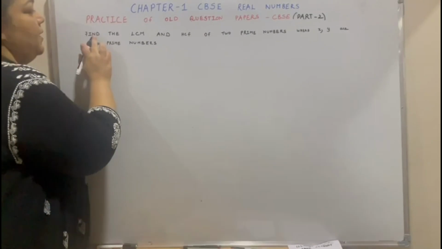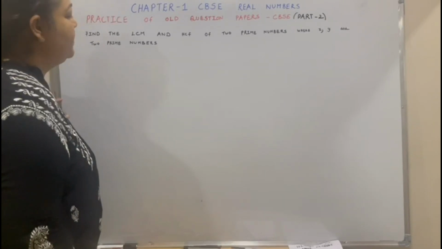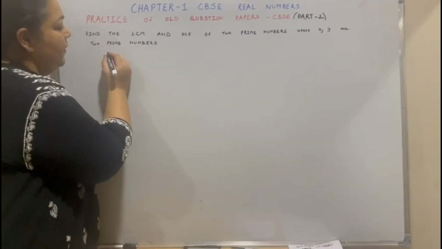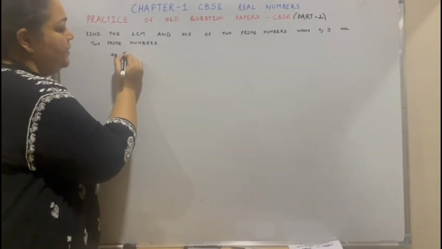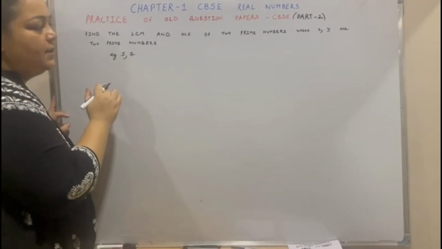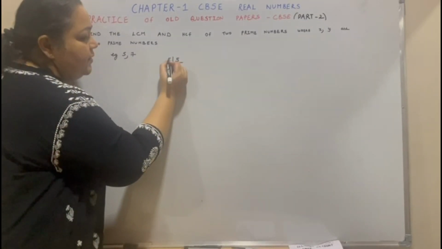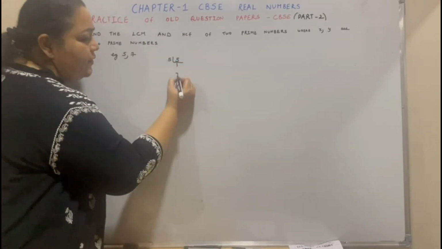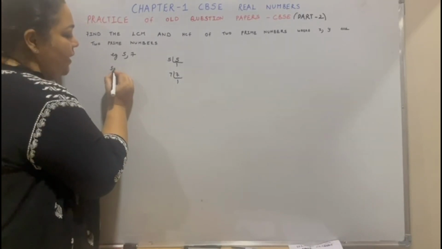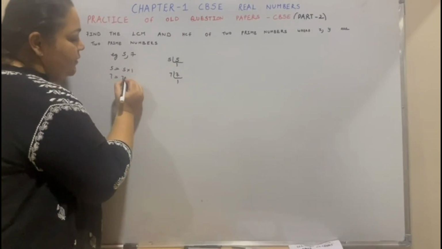Okay, the next question: find the LCM and HCF of two prime numbers, x and y are prime numbers. Now let us take an example, 5 and 7. Here 5 and 7 are two prime numbers. Let us find the LCM and HCF of 5 and 7. When you take the prime factorization, 5 will be 1 and the number itself, and 7 also will be 1 and the number itself. So 5 is equal to 5 into 1, and 7 is equal to 7 into 1.